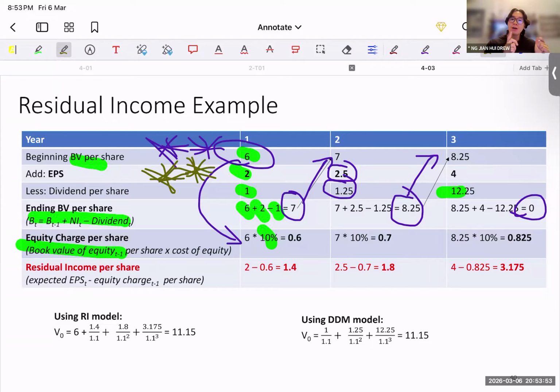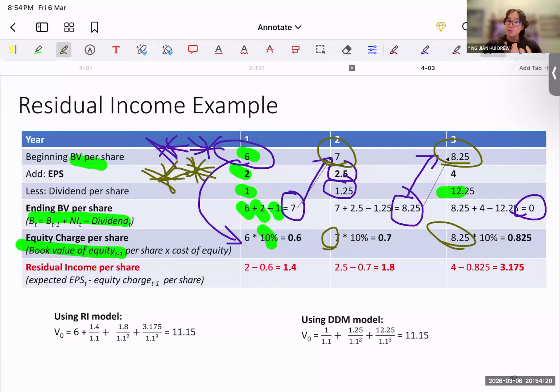Recall the formula. That's why we spent a lot of time discussing why our book value of equity is always at T minus 1 and our net income is at T. So hopefully you can understand. We need to use the T minus 1 book value of equity, which is $6 for year one. And then we use $7 here and 8.25 here for your equity charge.